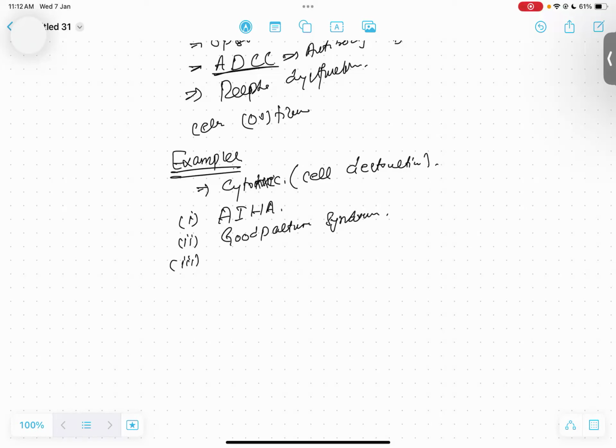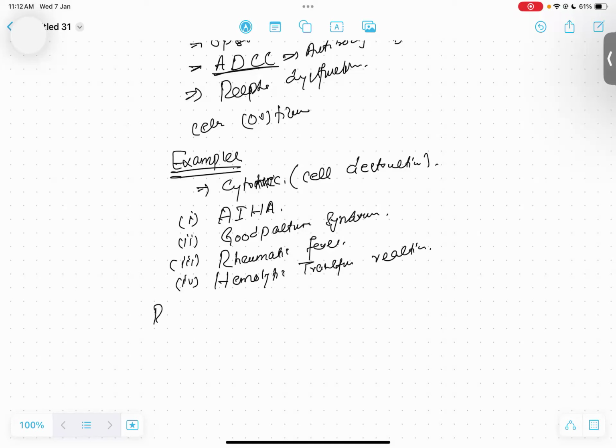Third one is rheumatic fever. And the fourth one is hemolytic transfusion reactions.